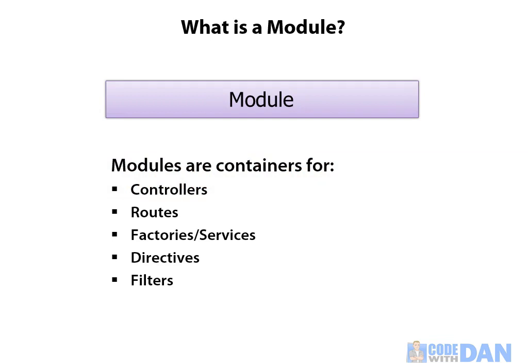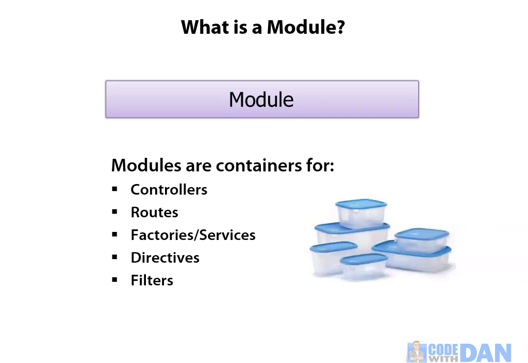Now, earlier in the course, you saw that a module really is just a container for a lot of different things. One of those is controllers, but we can also define routes and factories and services, directives, filters, and even more. So I like to think of modules as Tupperware containers or bins or whatever you'd like to think of as a general container that can hold things. Now, what's nice about this is by putting things like controllers and routes into a module, we're going to pull them out of the global scope.